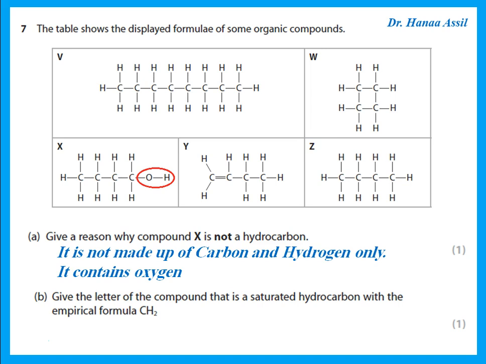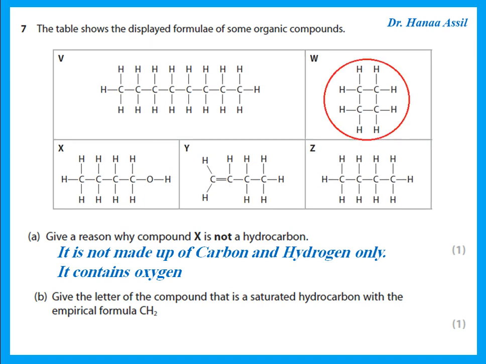Give the letter of the compound that is a saturated hydrocarbon with the empirical formula CH2. Remember we said, what do we mean by saturated? Saturated means no double bonds. And he wants it with empirical formula CH2. We said this applies only to the saturated hydrocarbon if it is a cyclic compound. The cyclic compound has the number of hydrogens twice the number of carbons.